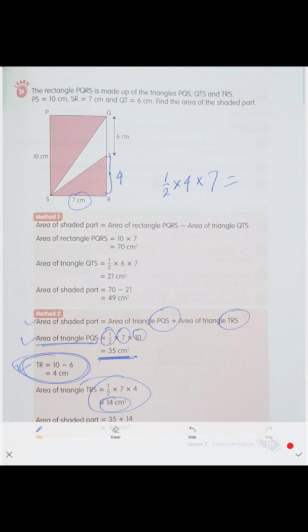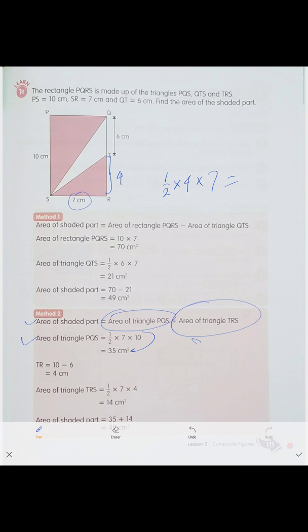You put them all together. I'm gonna clean it up, right? Area of triangle PQS is 35 square centimeters. Area of triangle TRS is 14 square centimeters. And this is what they got, 49, same answer as here, 49 square centimeters. Easy peasy.